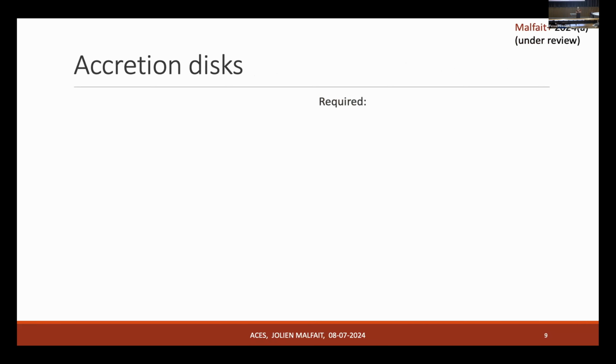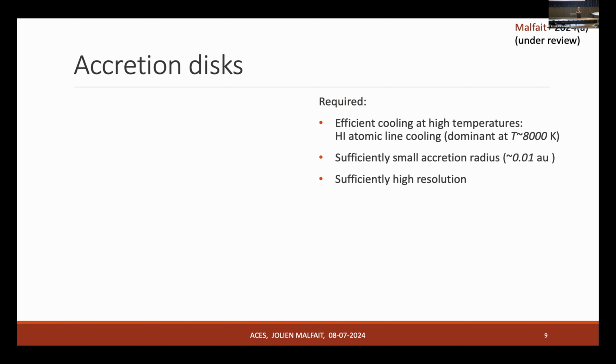Okay, now that we have included this H1 cooling, as I told in the beginning, we get the formation of accretion disks in our simulations. So what you need to get accretion disks is this efficient cooling around the companion, otherwise material will just be pumped away by high pressure and high temperatures. And then you also need to set the accretion radius small enough.